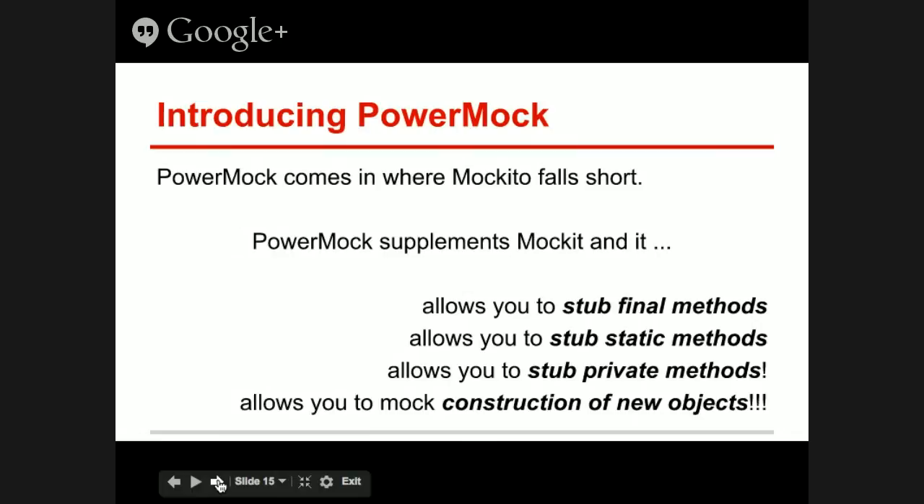Now, introducing PowerMock. PowerMock comes in handy where Mockito falls short. It allows you to stub final methods, static methods, and even mock the construction of new objects. I think that's a very powerful feature in unit testing that we definitely didn't have 14 years ago, or at least an easy way of doing it 14 years ago. That, again, allows you to test your integration points and even the private method calls in there.